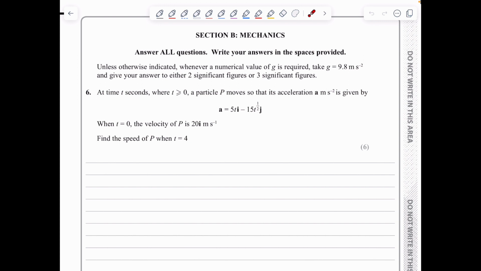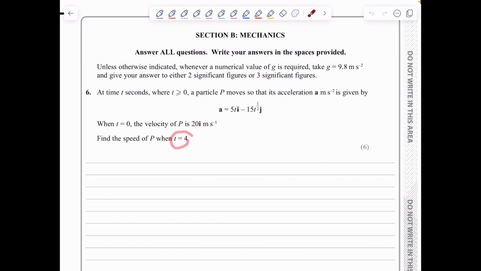Question 6. We are told that at time t seconds, a particle is moving with an acceleration given by 5ti minus 15t^(1/2)j. We know that when t is 0, the velocity of P is 20 meters per second, and we need to determine the speed when t is 4.